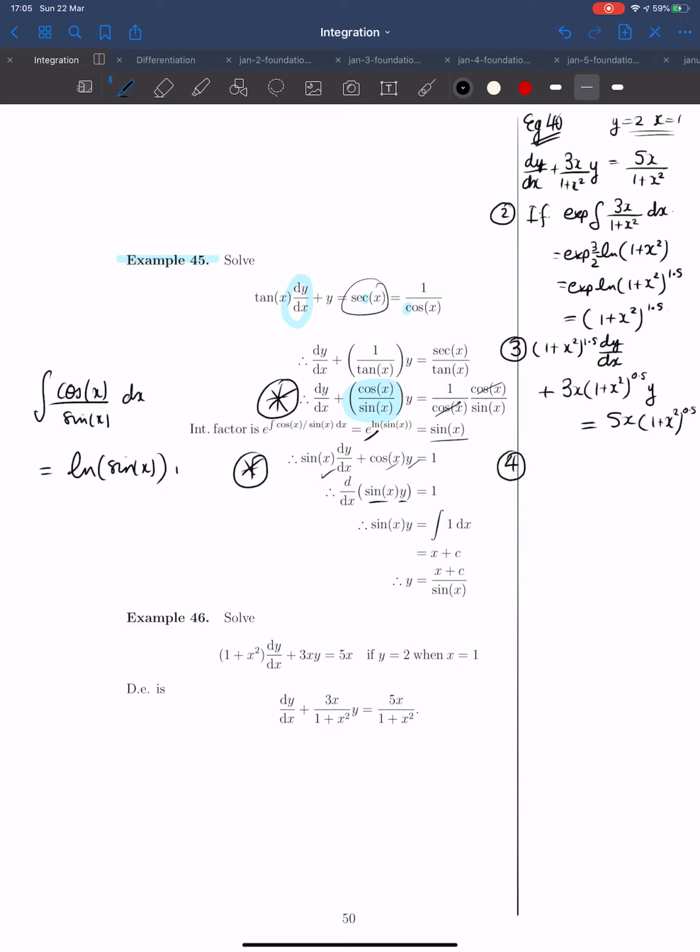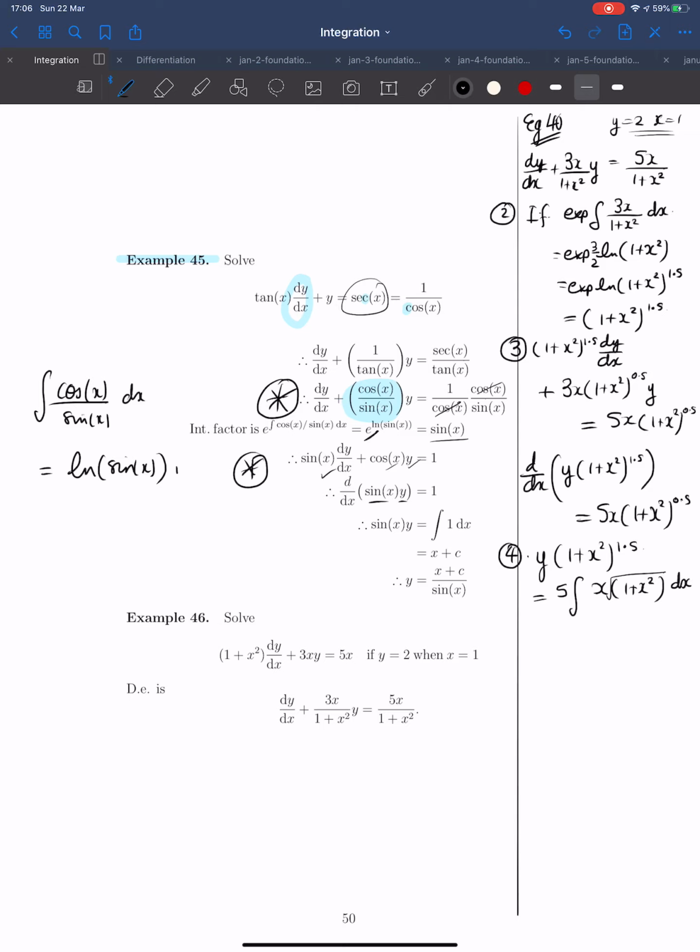So, before I get into that actually, this is d by dx of y times 1 plus x squared to the power 1.5 equals 5x, 1 plus x squared to the 0.5. Okay, so integrate both sides with respect to x. Y times 1 plus x squared to the 1.5 is 5 times the integral of x, 1 plus x squared to the square root, which is a half. I'm going to put it like that.